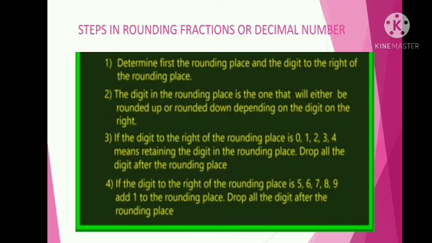Next, if the digit to the right of the rounding place is 5, 6, 7, 8, 9, add 1 to the rounding place. Drop all the digits after the rounding place. So, ibig sabihin, kung ang number o digit na nasa kanan ng rounding number natin ay 5, 6, 7, 8, or 9, mag-add tayo ng isa doon sa rounding place natin. And then, lahat ng number na susunod pa sa kanyang kanan ay tatanggalin na natin.